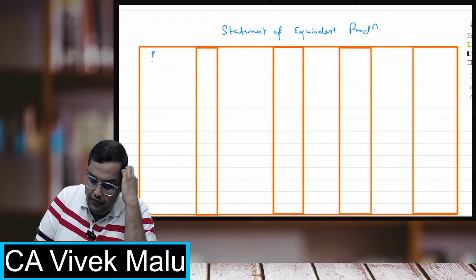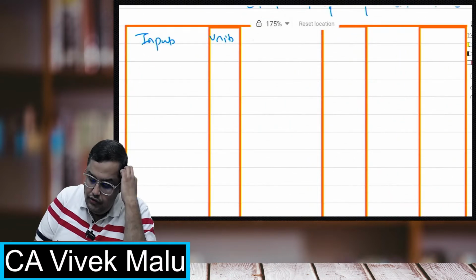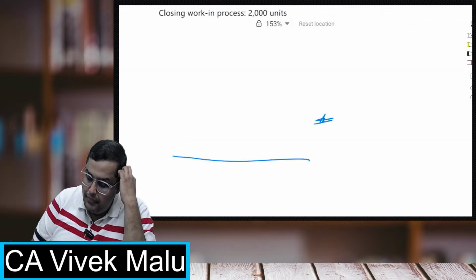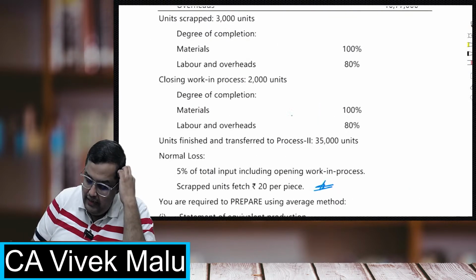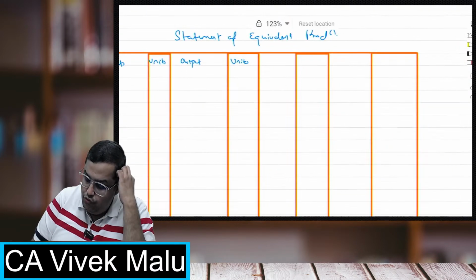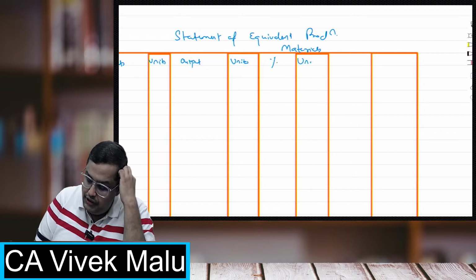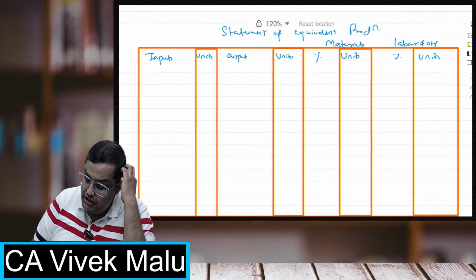This is first of all inputs. This is units. This is output. This is units. Now I have materials and labor and overheads. For labor and overheads, the percentage is the same. So the first two columns will be for materials, percentage, units, and then labor and overheads, percentage and units.